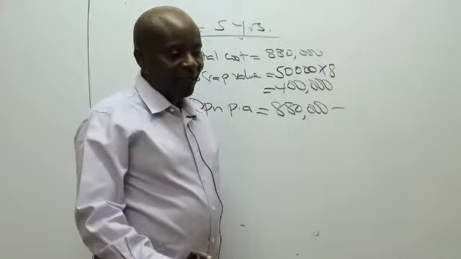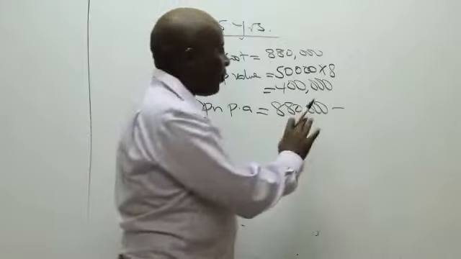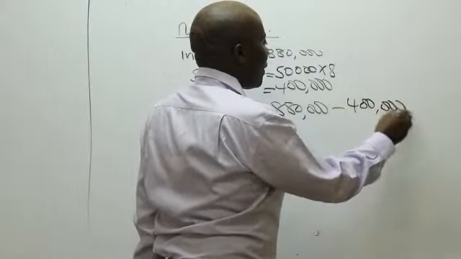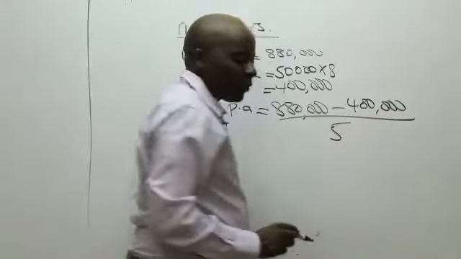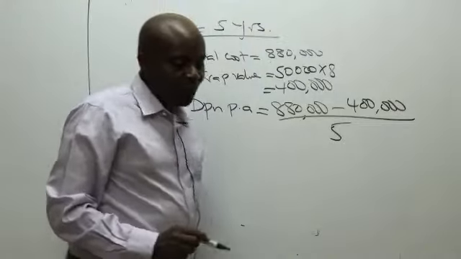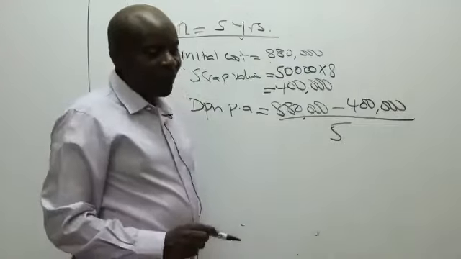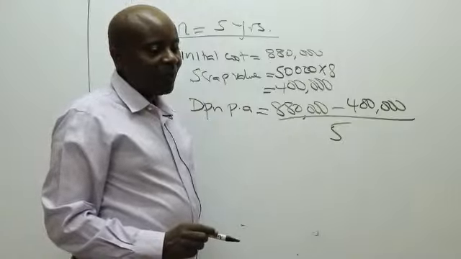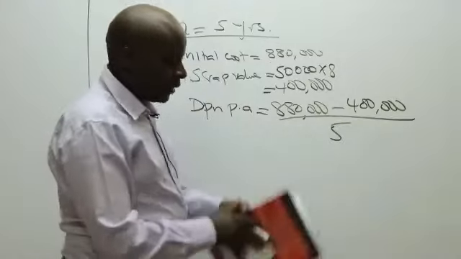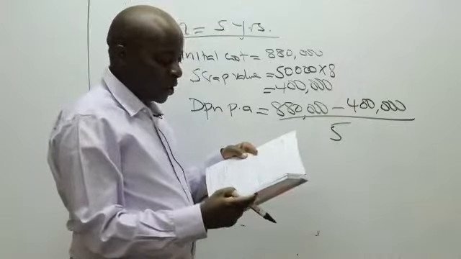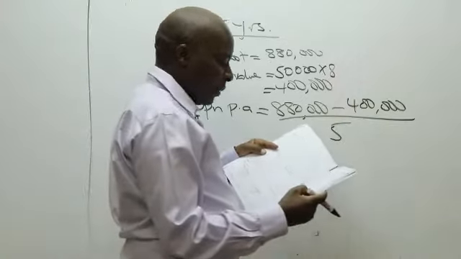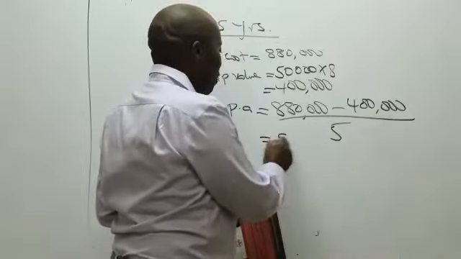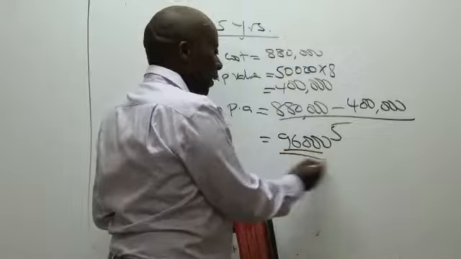Correct. So then the depreciation per annum will be 880,000 minus the scrap value of 400,000, divided by the useful life, which is 5. Could you kindly give me the depreciation per annum? Somebody is giving me a figure of 96,000. Thank you very much. So this is 96,000.